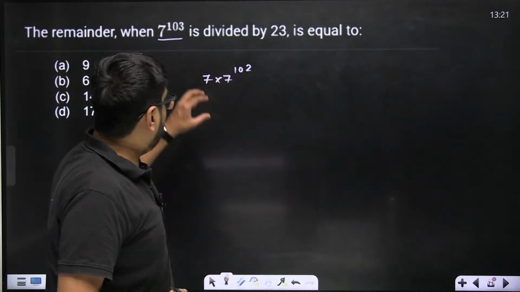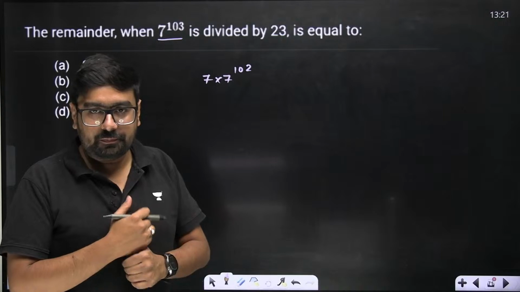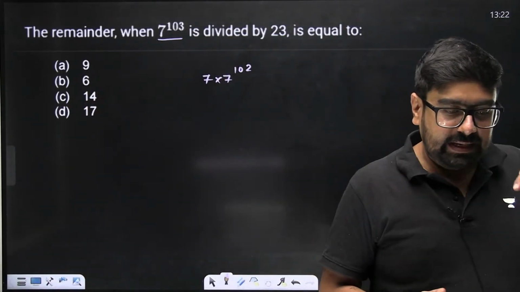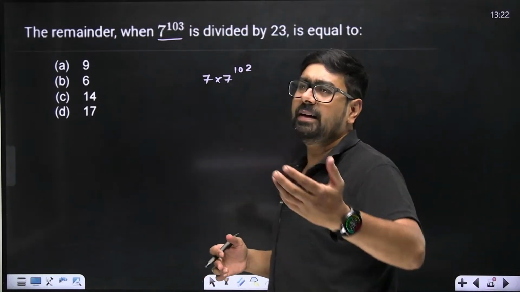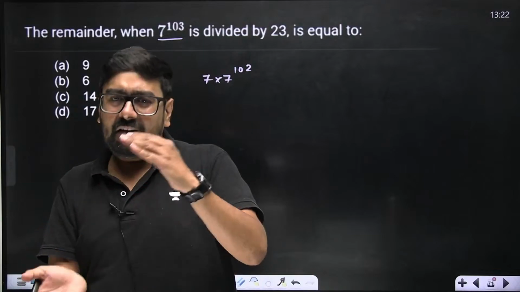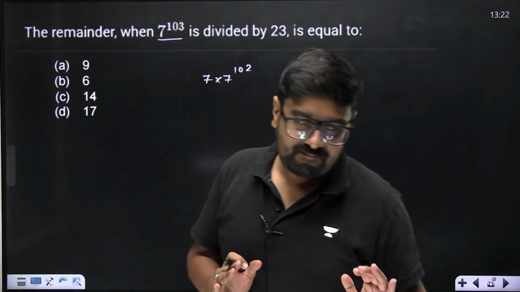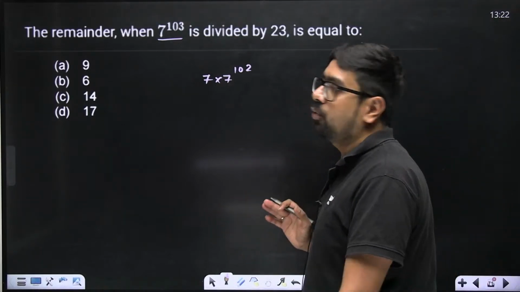Right? Now, how can I do that? I have 7 to the power 102. Now, which multiple of 23 will be nearby some power of 7? For example, 23 into 2 is 46, but 46 is 5 away from 49. Try to create 1 less or maximum 2 less, or 1 more or maximum 2 more, like that.